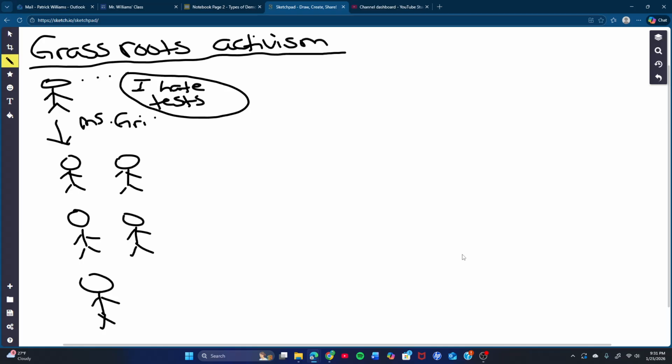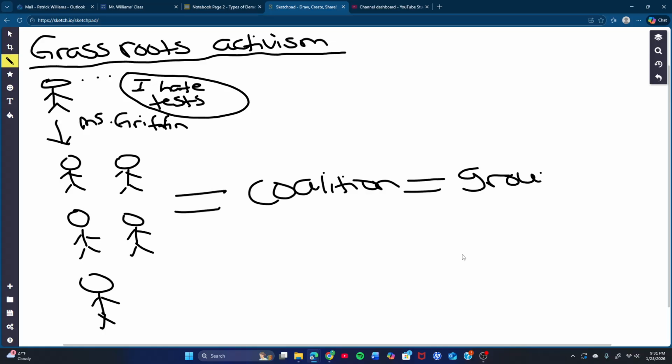She hates tests after loving tests for some reason. So one day she woke up and said, I really hate tests. So Miss Griffin says, I hate tests. Cool. Well, now she's convinced a bunch of you all that you don't like them either. So you all form this huge coalition, which is basically just a group. This is just a group.